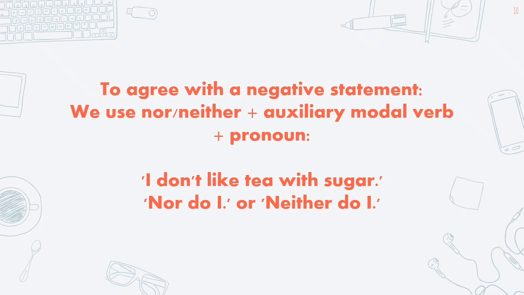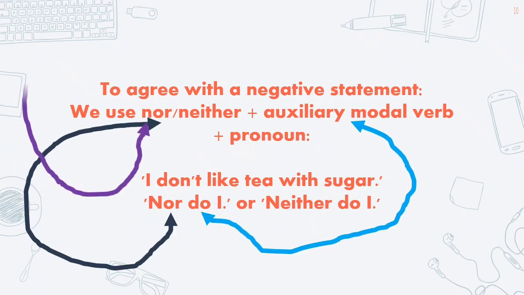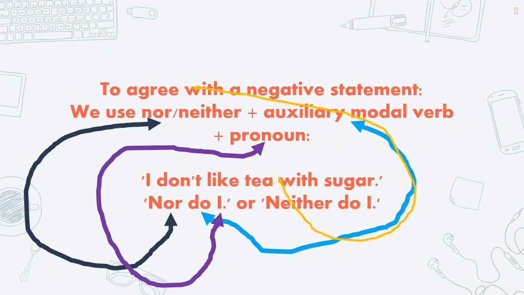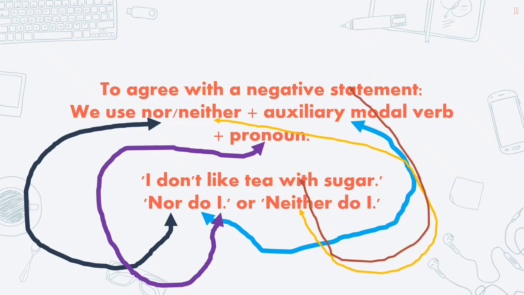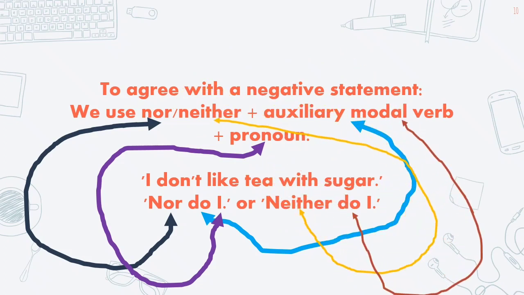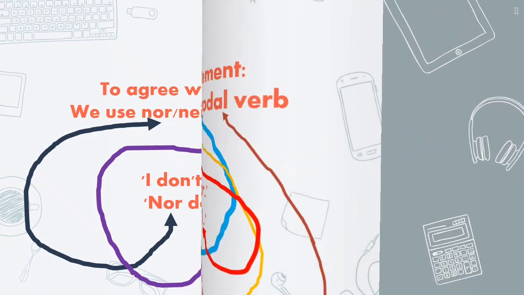To agree with a negative statement, we use nor or neither plus auxiliary modal verb plus pronoun. For example, I don't like tea without sugar. Nor do I, or neither do I. We follow the question order, nor, auxiliary modal verb do, pronoun I. Remember, do for I. If you use neither, plus auxiliary modal verb plus pronoun.